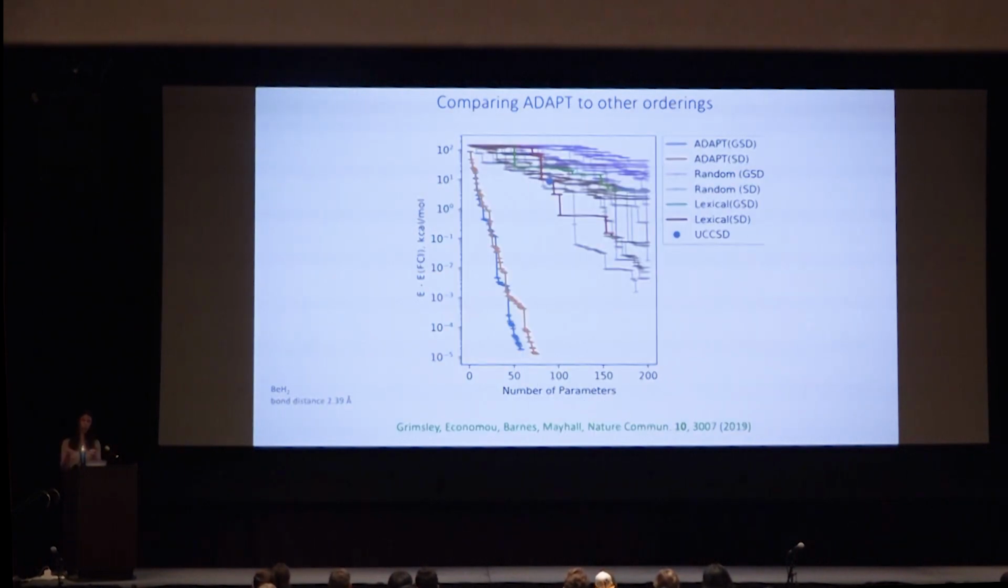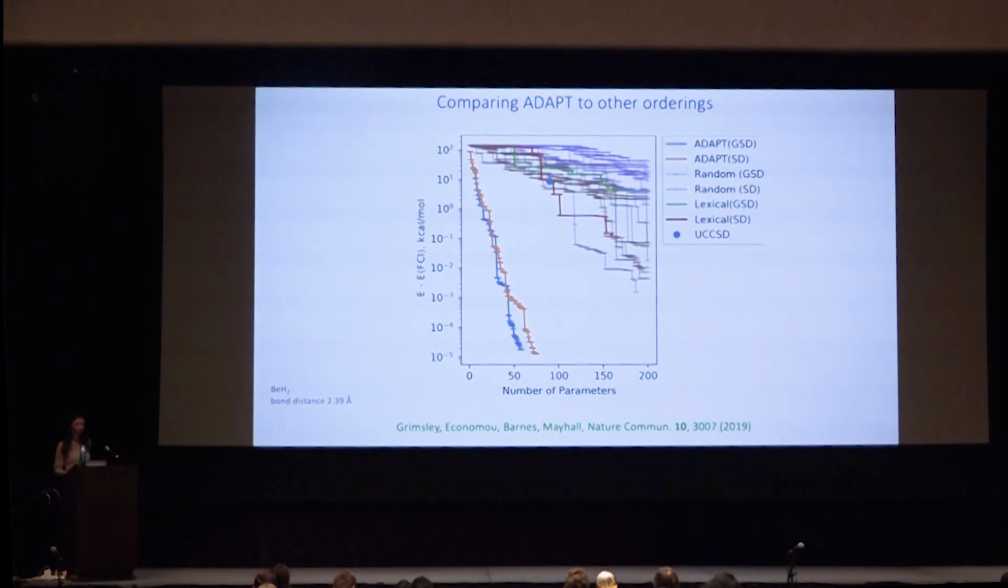You can also take the same operators in your pool and just append them randomly and check what is better, some random way of creating the ansatz, or the strategy of taking the derivative at each step. And what we see here is that the derivative, the gradient criterion, converges much faster. This is a simulation for lithium hydride, but we find similar results for other molecules.